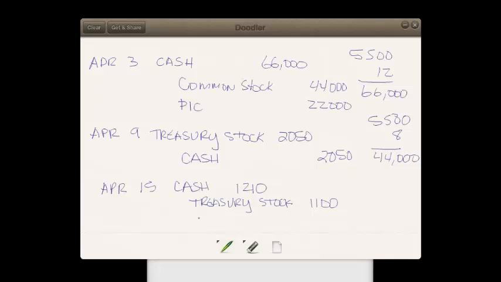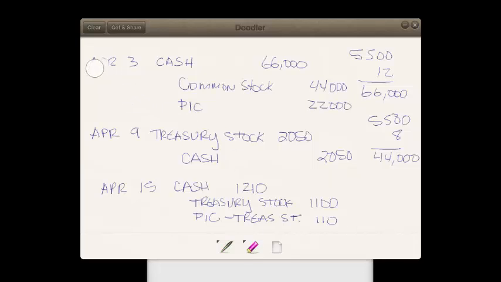Okay, now we have a difference here. So we reissued them for more than we originally paid for them. So we have a paid-in capital account just for treasury stock. I'm just going to abbreviate that here. Paid-in capital from treasury stock, which is where we put the difference. And the difference is $110. So that's our journal entry for April 15th.